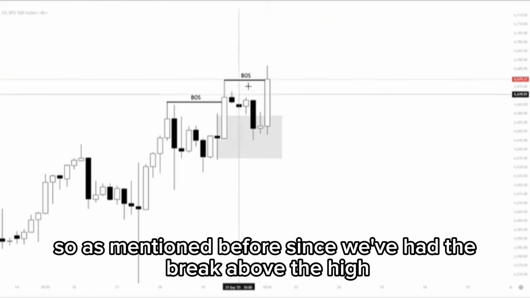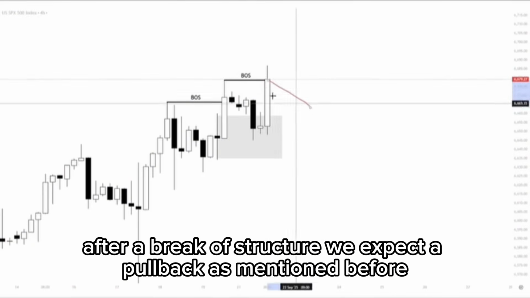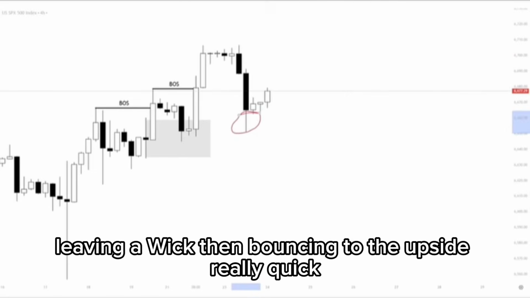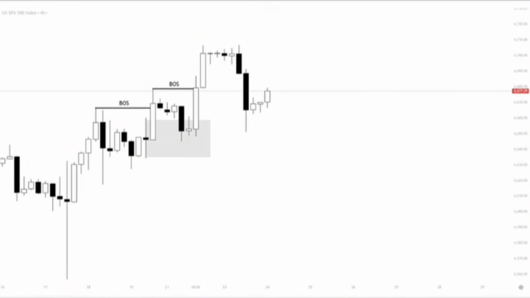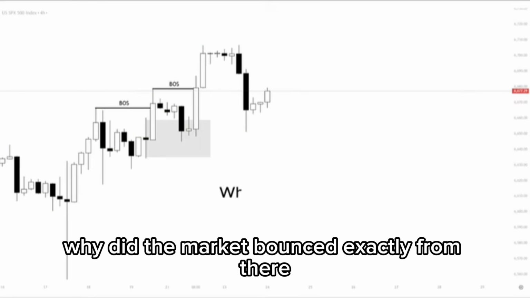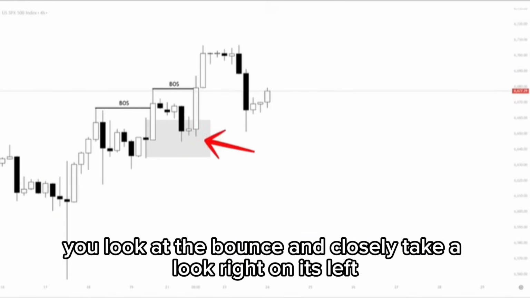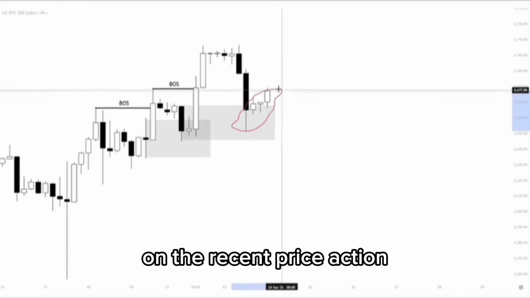So as mentioned before, since we've had the break above the high, forming the new break of structure, after a break of structure we expect a pullback. Now here we see that it pulled back with this large bearish candle, leaving a wick then bouncing to the upside really quick, with the next candles closing bullish. And the same question needs to be asked, why did the market bounce exactly from there? And for that, you look at the bounce and closely take a look right on its left. And you'll see a demand level, and that's what made the price bounce to the upside on the recent price action.